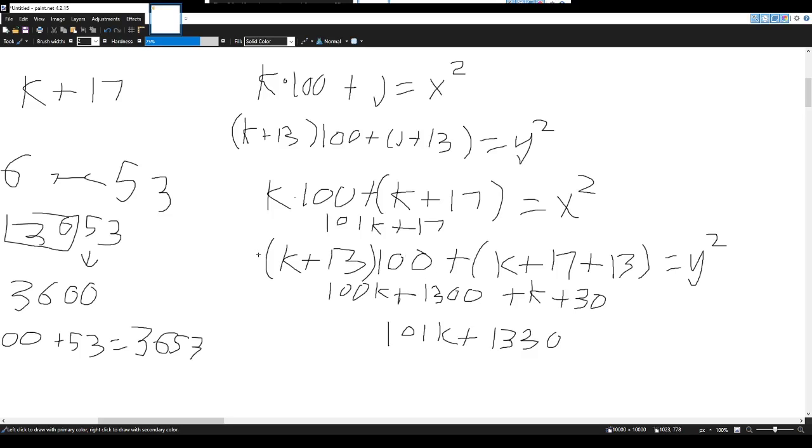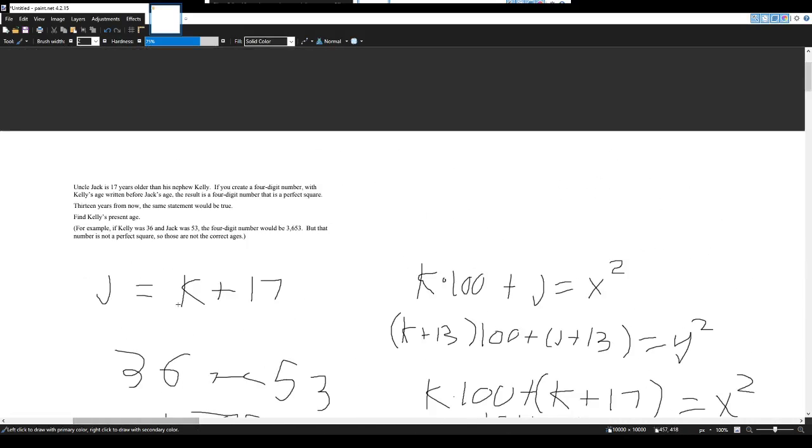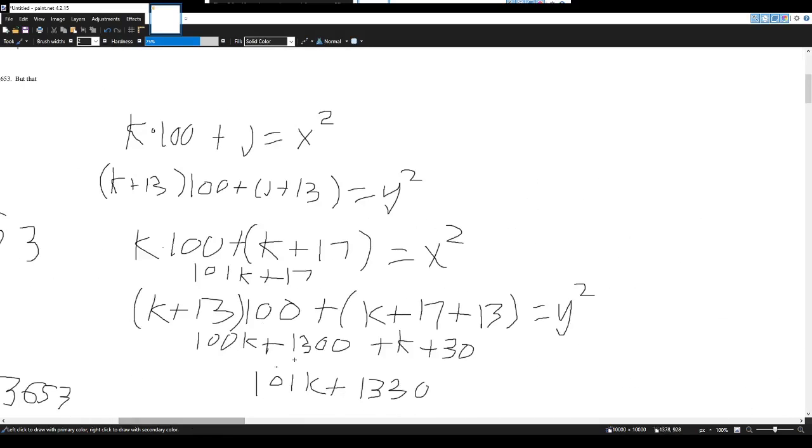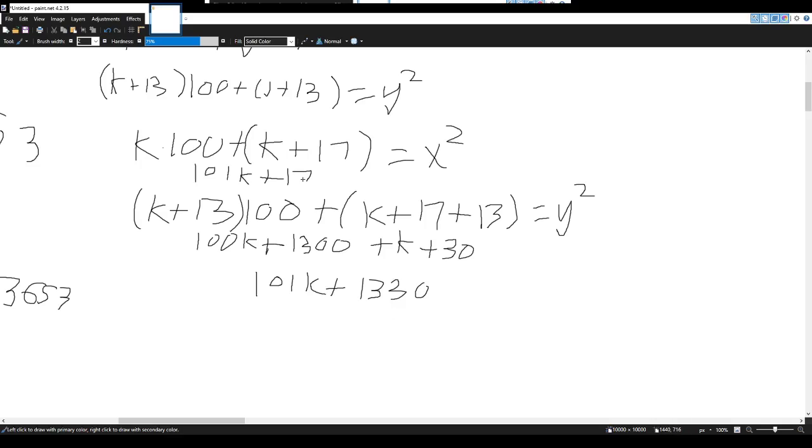All right, so let's make sure I'm doing this right. So it should be right. So now we know that these are both perfect squares, right?